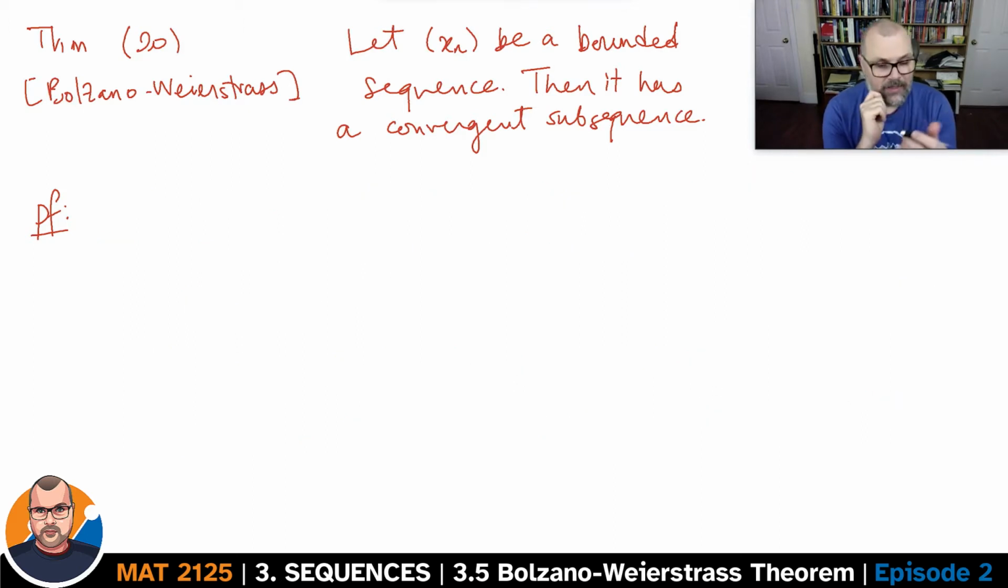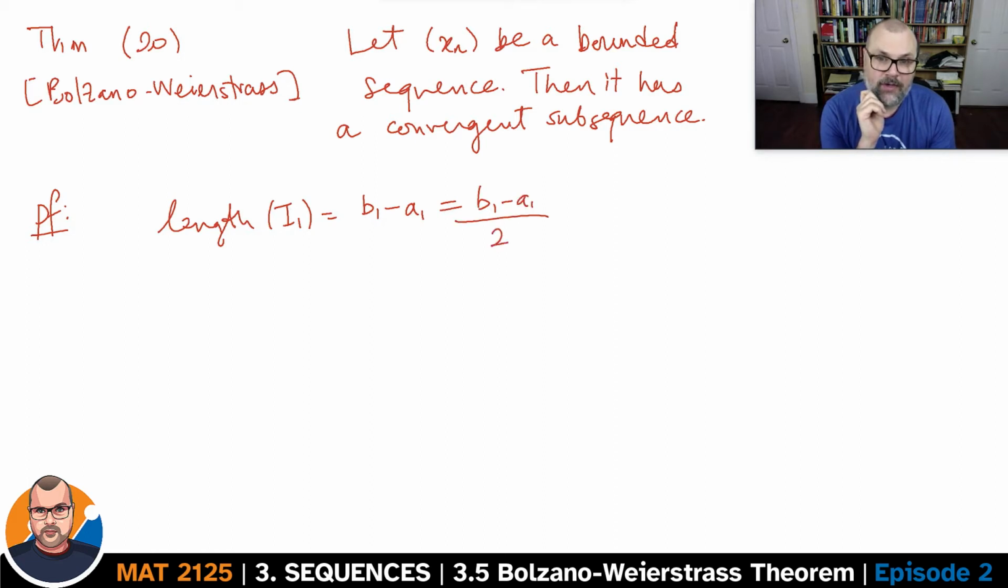Now let me rewrite that in a slightly more evocative form. The length of I1 isn't just b1 minus a1, it is really (b1 minus a1) divided by 2 to the power 0. Why we use this notation will become evident as we move on with the proof. I'm going to build now two subintervals of I1. So I had my original I1 here. Look at the midpoint of the two.